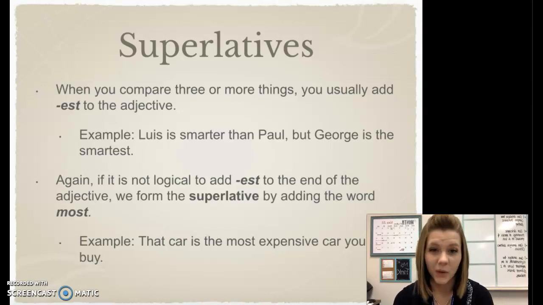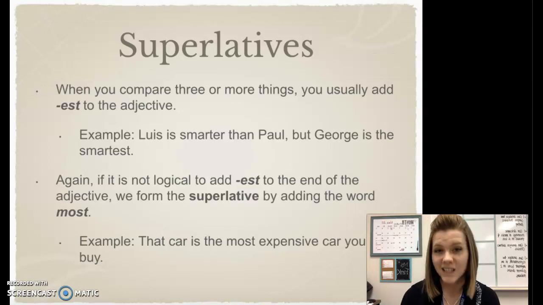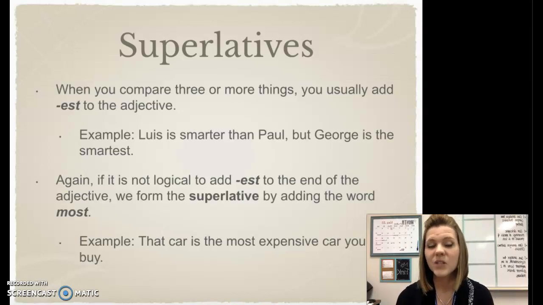Next, we're going to talk about the superlatives. When we're comparing 3 or more items in a sentence, we would usually add est to the adjective. An example, Louis is smarter than Paul, but George is the smartest. In this sentence, I'm using the comparative and the superlative. In the first half of the sentence, I'm only comparing 2 items, Louis and Paul, which is why the first smart ends in er. But by the time I get to the second smart, I'm going to use the superlative smartest because by the end of the sentence, I'm adding a 3rd item to the comparison.